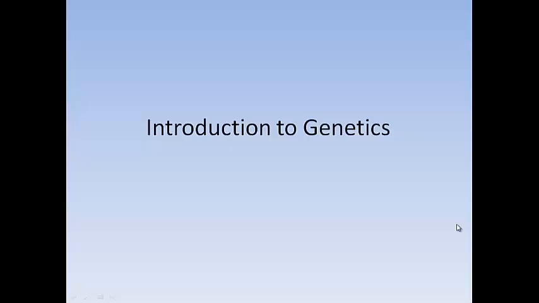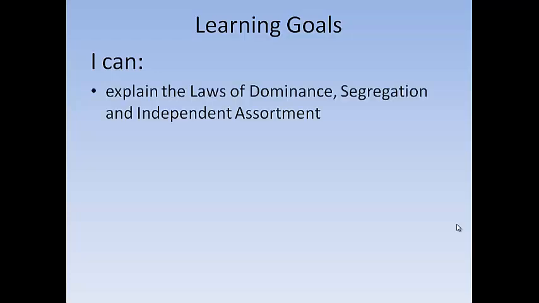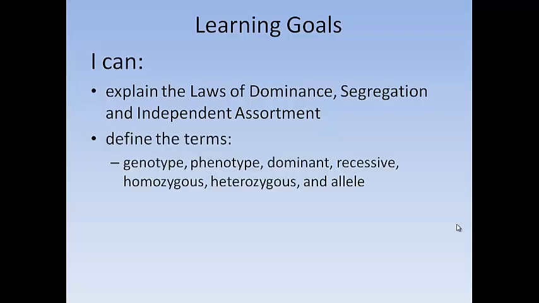Our topic today is an introduction to genetics. These are our learning goals for today. We're going to explain the laws of dominance, segregation, and independent assortment. We're going to define the following terms: genotype, phenotype, dominant, recessive, homozygous, heterozygous, and allele.